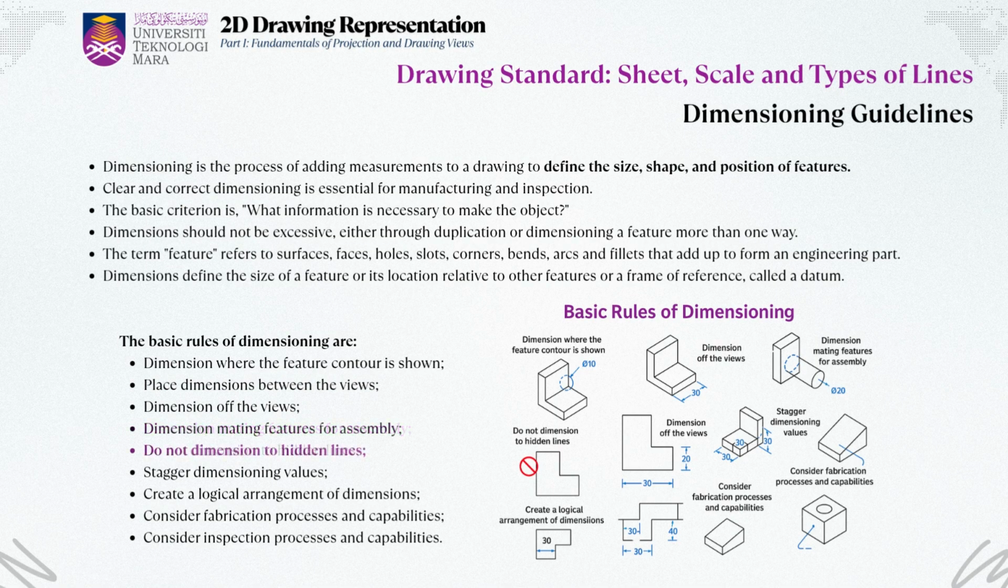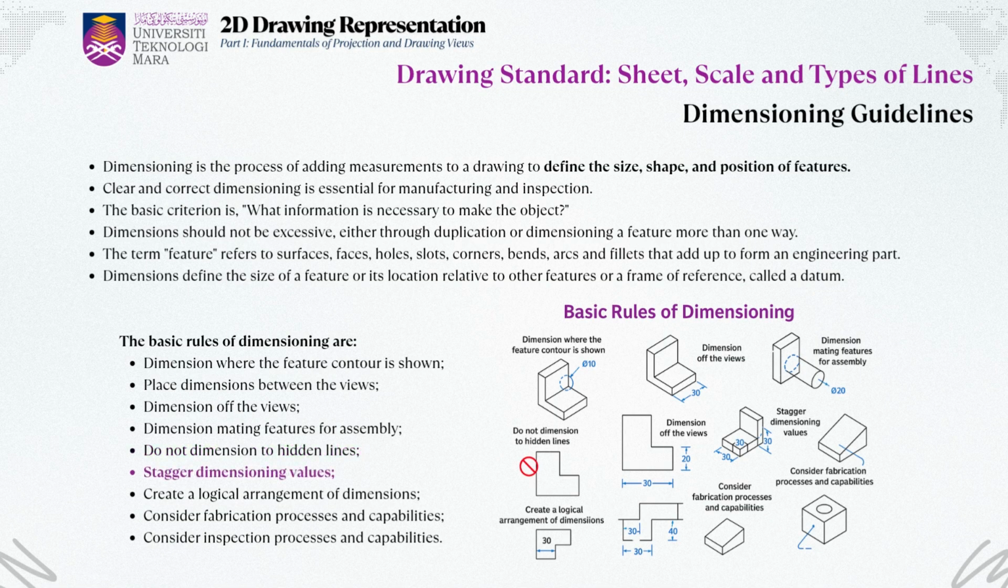You should also avoid dimensioning hidden lines, which are typically shown as dashed lines. These lines represent features not visible in that view, and dimensioning them can lead to misinterpretation. Instead, try to use a different view or even a section view that shows the feature more clearly.